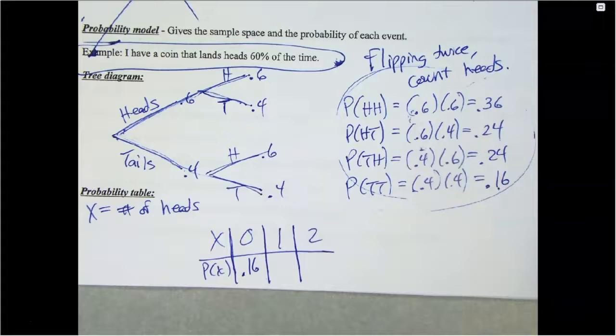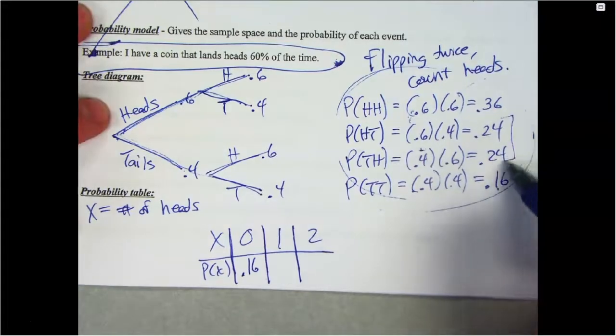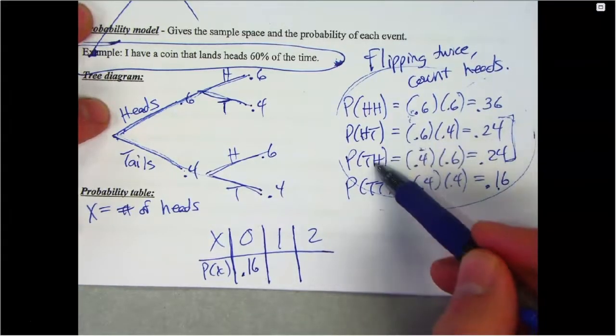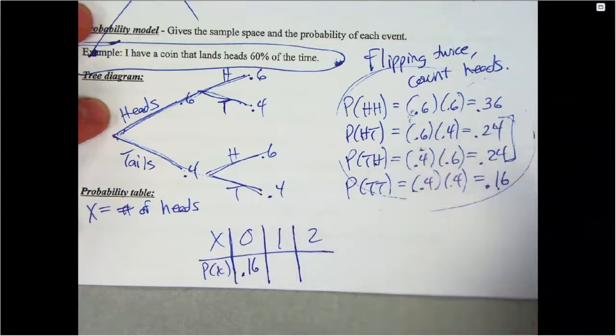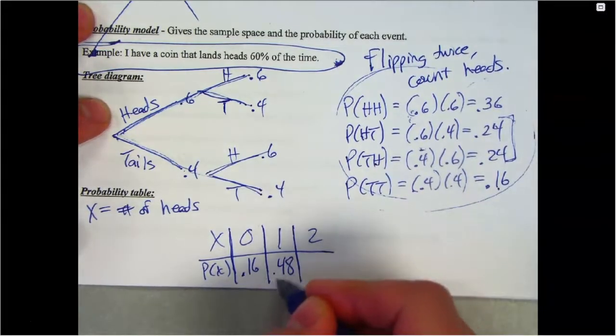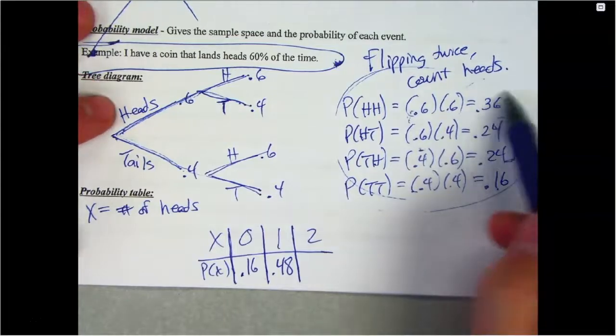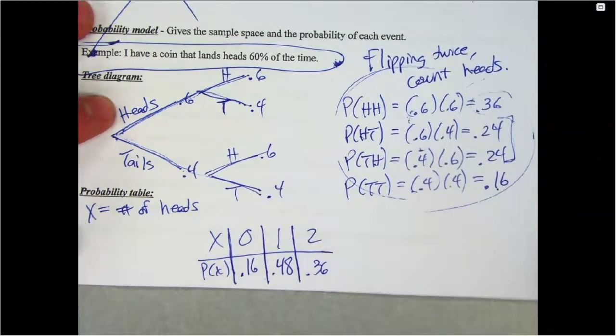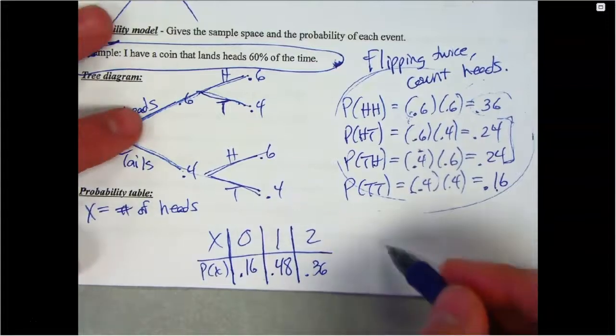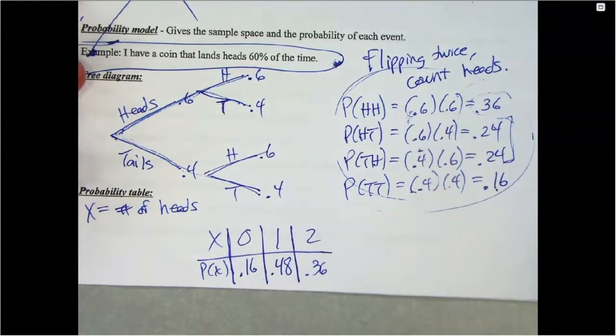What's the probability I got heads once? You have to add up those two because there's heads once in that one and in that one. You know what I'm saying? 0.24 plus 0.24, which is 0.48. And getting heads twice is 0.36. That makes sense? Okay. Go to the next page.